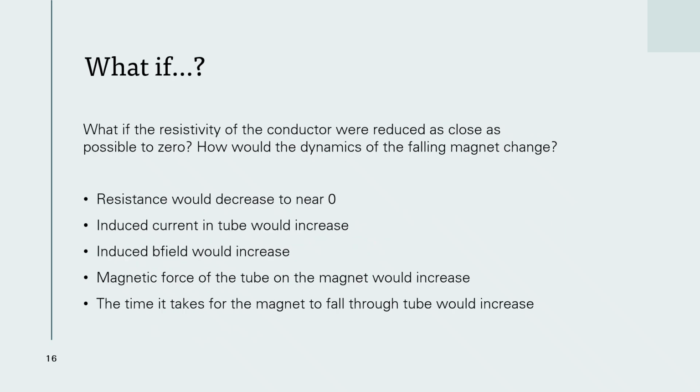So for the first what if question, if the resistivity of the conductor were reduced as close as possible to 0, the resistance would decrease to near 0 as well, which means that the induced current would increase and be very large, and that would also increase the magnetic field, and therefore the magnetic force of the tube on the magnet would increase, and therefore the forces would balance out more, so the magnet would fall more slowly and therefore increase the amount of time it takes for the magnet to fall.